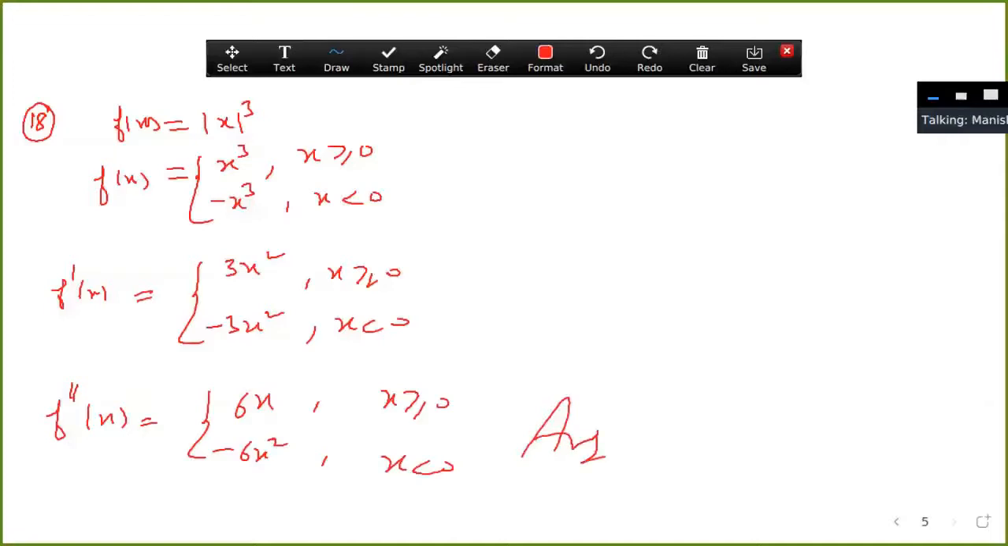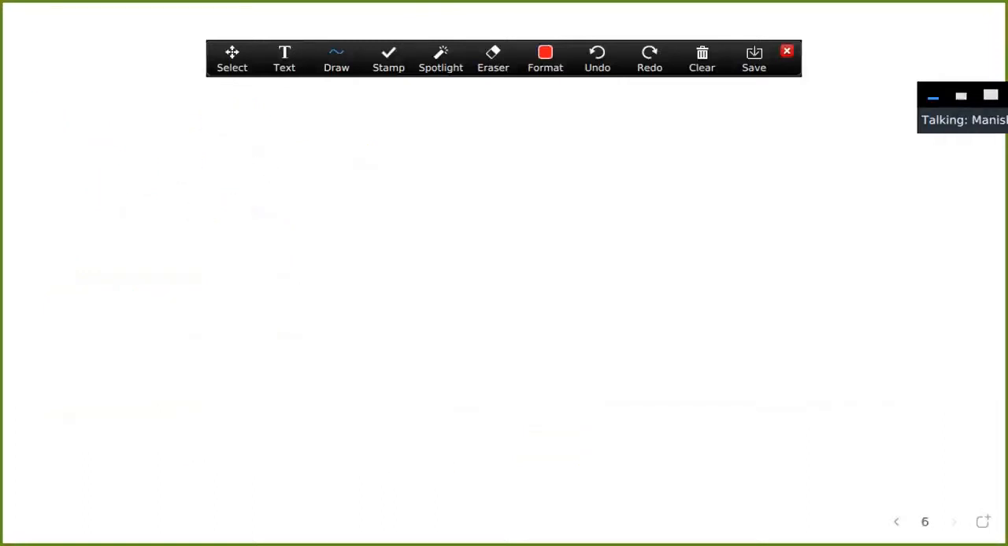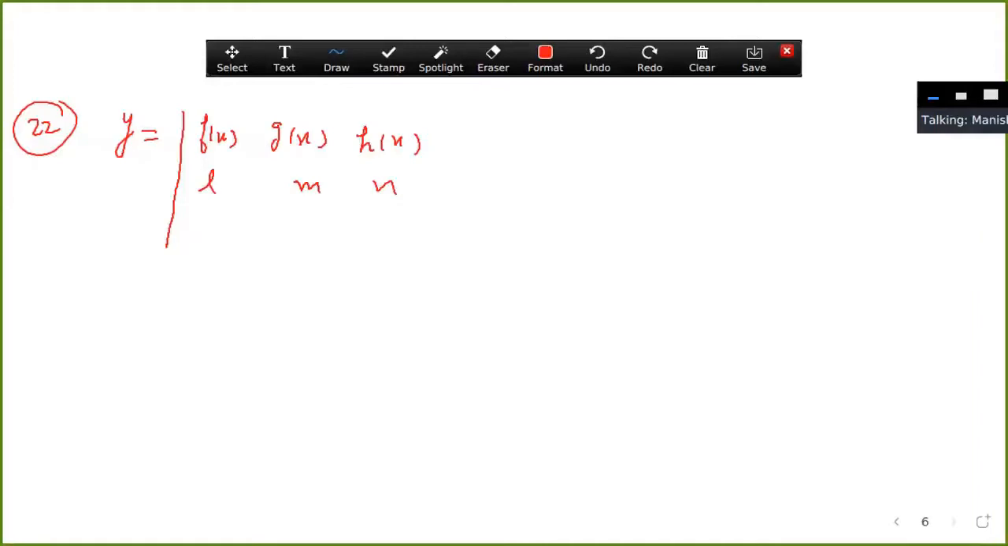Now I have to discuss question number 22. Let's discuss question number 22. Question number 22 is: differentiate the determinant. And how to differentiate the determinant? The determinant is given: f(x), g(x), next is h(x), these are the elements of the first row. The second row elements are l, m, and n. Third row elements are a, b, and c.